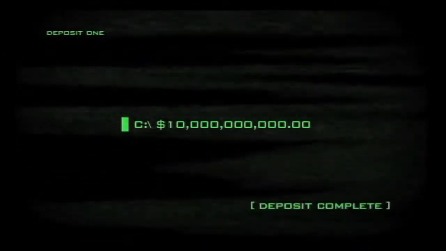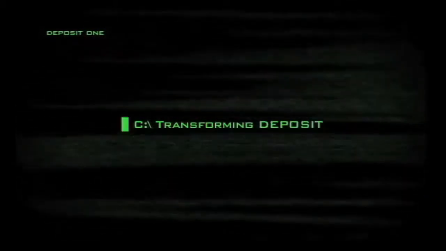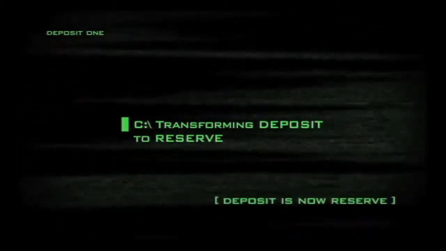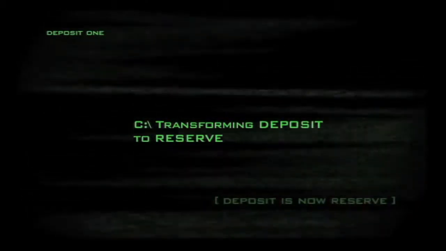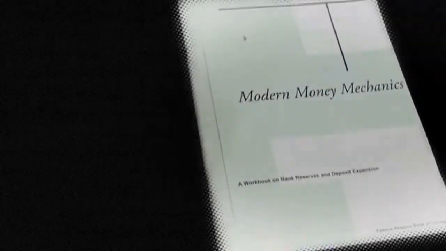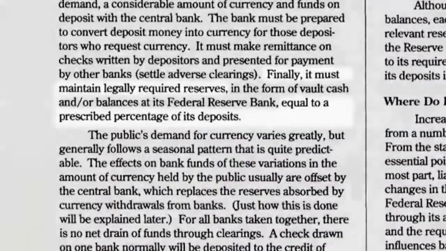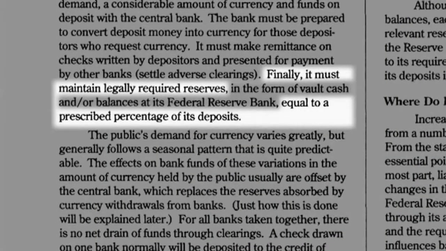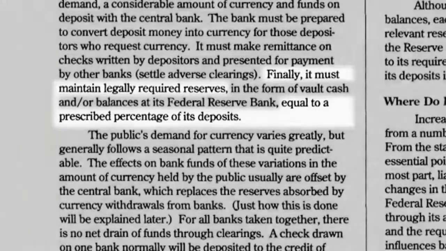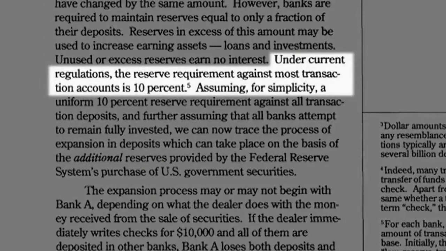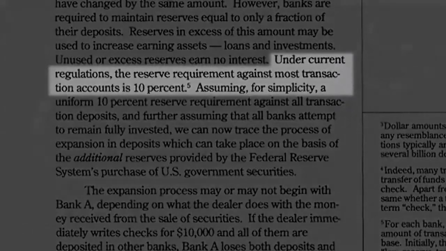So, the exchange has been made and now $10 billion sits in a commercial bank account. Here's where it gets really interesting. For based on the fractional reserve practice, that $10 billion deposit instantly becomes part of the bank's reserves, just as all deposits do. And regarding reserve requirements, as stated in Modern Money Mechanics, a bank must maintain legally required reserves equal to a prescribed percentage of its deposits. It then quantifies this by stating, under current regulations, the reserve requirement against most transaction accounts is 10%.